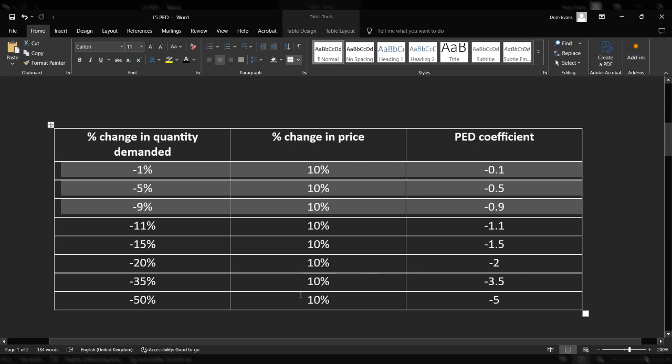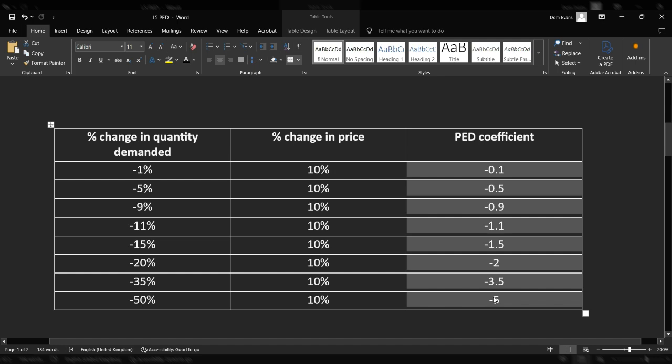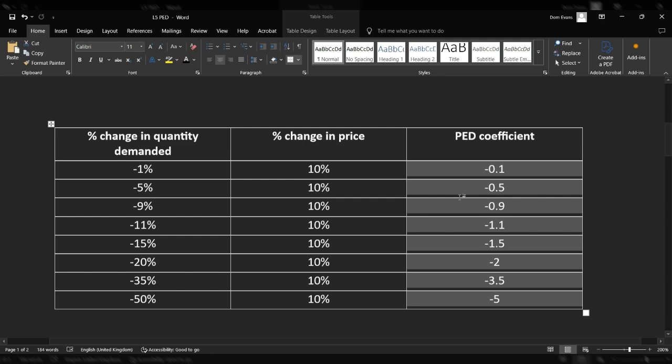Okay. Down here, we've got some very responsive customers. As a result of my price change right at the bottom here, an increase in price of 10%, loss of 50% of my customers, minus 50 divided by 10 is minus 5. You'll notice the PED coefficient always starts with a minus. What I'm looking for is the first number. If it's 0 point, it's price inelastic. It's always going to be a minus because the demand is going to go the opposite way to the price, right?